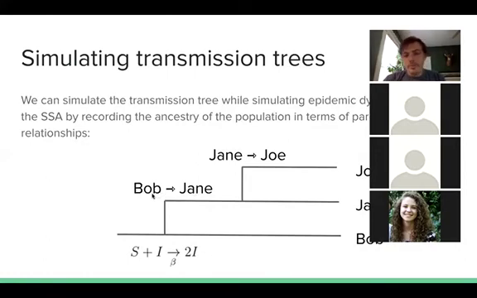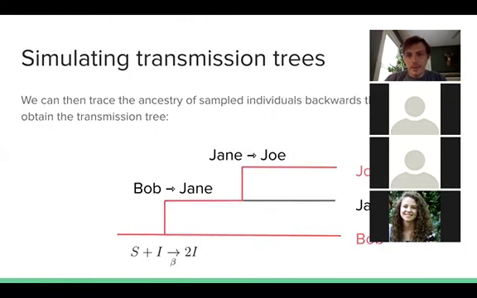So we'll record, for example, in this case, that it's Bob that infects Jane, and it's Jane that infects Joe. And we can use these identities of these individuals to then reconstruct the given transmission tree by looking backwards in time. So to reflect reality, we can consider the fact that generally we won't be able to sample everybody who becomes infected in our population. We'll just sample a given number of individuals, the individuals here that I've highlighted in red.